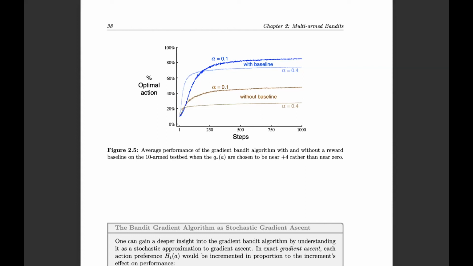Basically, I believe he mentions in the book that the choice of baseline to be the average reward up to this step might not be the best choice, but it works somehow. So this choice is probably not the best, and it depends on the conditions of the problem you face.